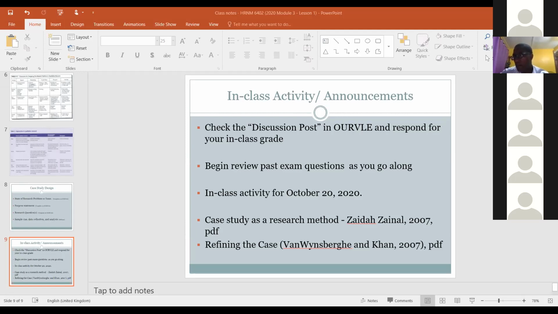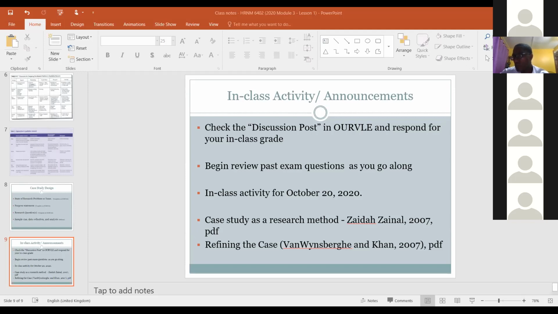Oh, and another point with the single instrumental case: to validate it, you do triangulation. So you use several methods. Right. That is the only one available.